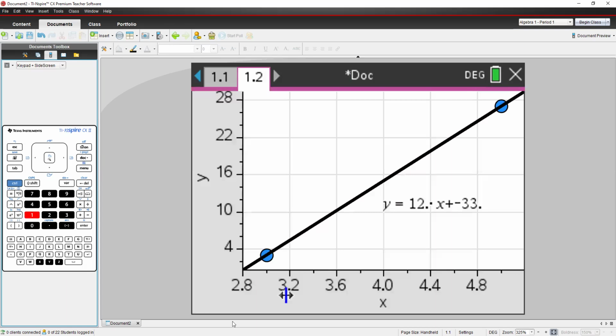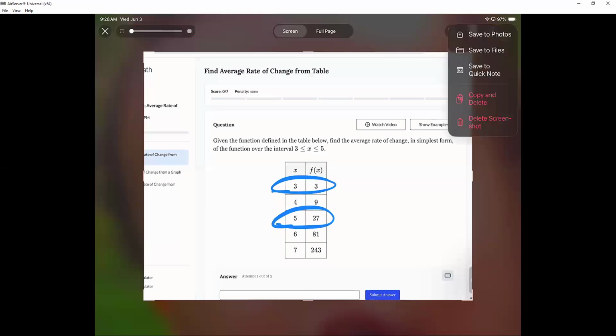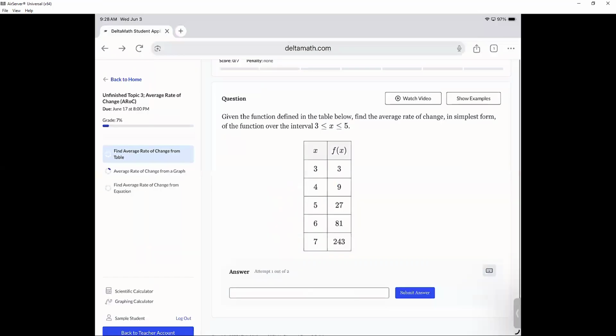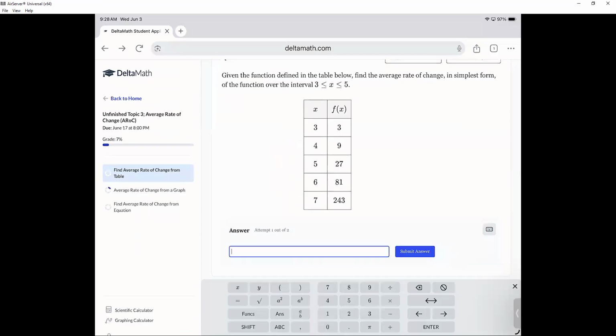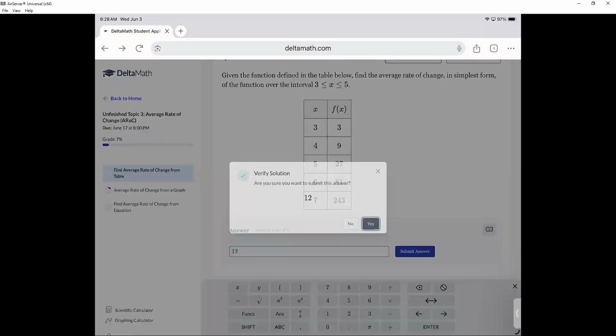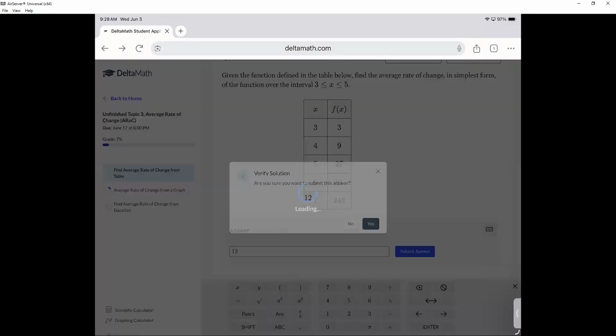So I can go back to my iPad, delete this part, and I'm just going to type in 12 here. And then I submit it. And it says, nice job. Now I'm going to do another one.